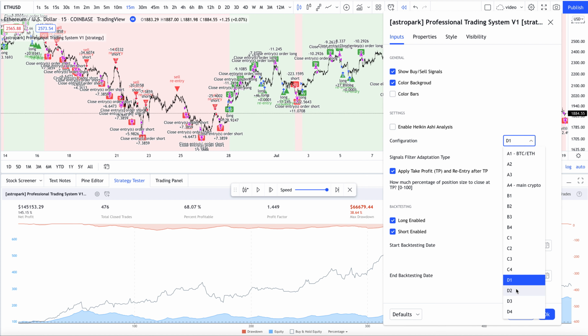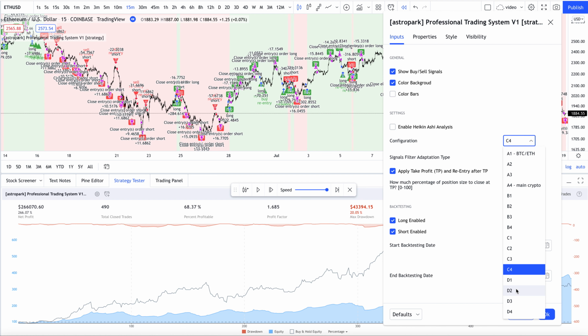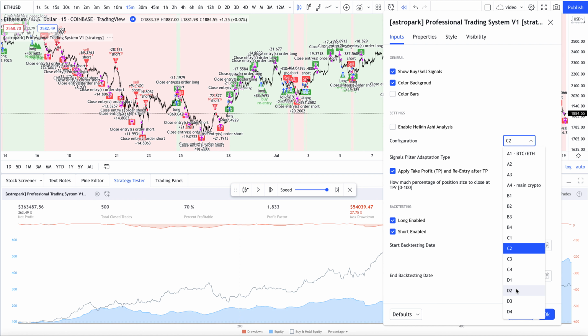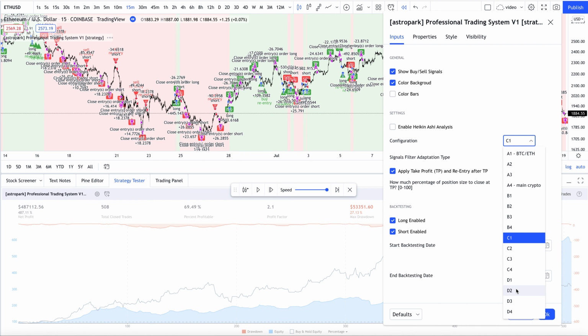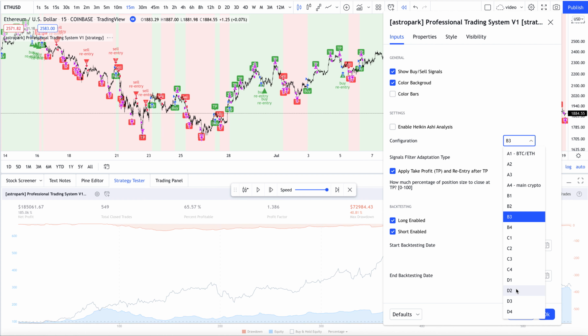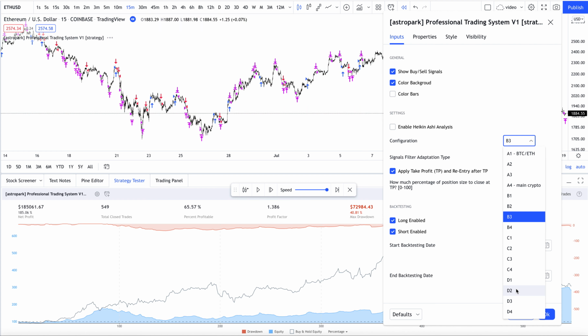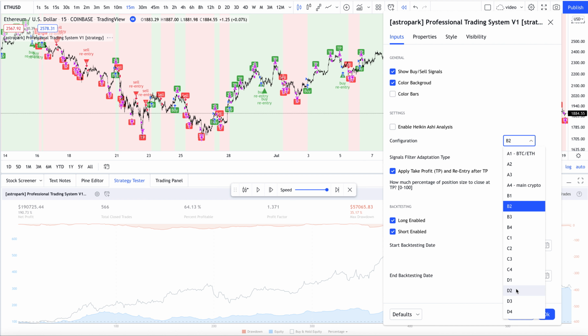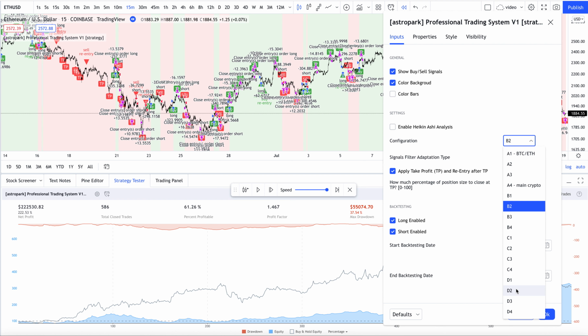So the D series is pretty good. Let's see. The C that was good also in the first test was always positive. Here it is even more positive. The B that was not doing well, now it's doing good.